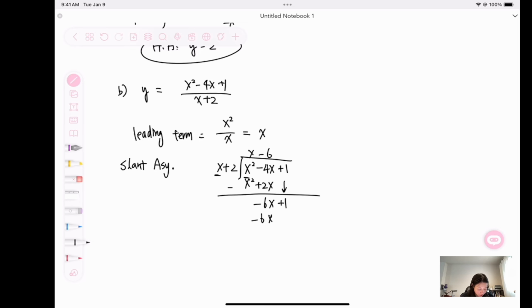So I have negative 6x minus 12, which leaves a 0 for the x term. Then 1 minus negative 12 is 13. So the whole function is x minus 6 plus the remainder 13 after the long division. So the slant asymptote should be this, x minus 6. Let's check this on the decimals.